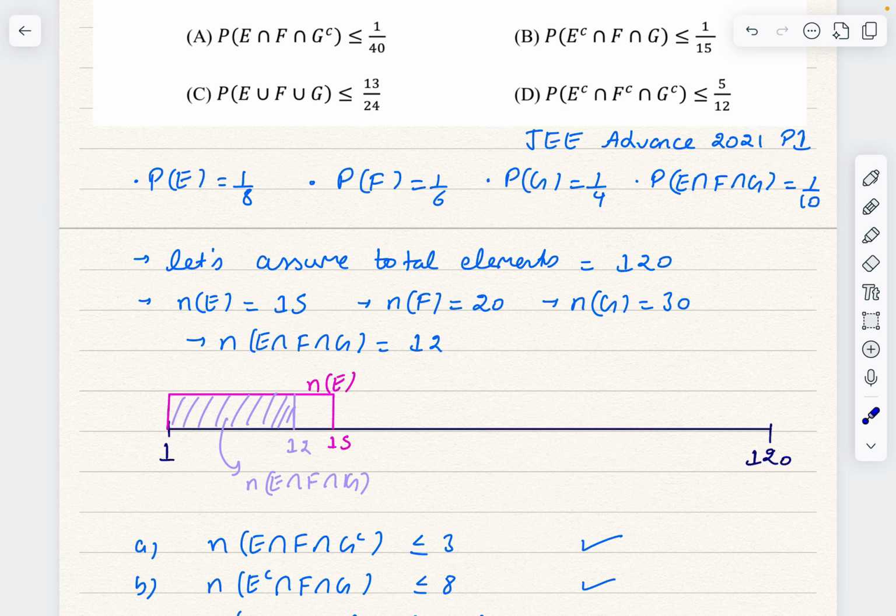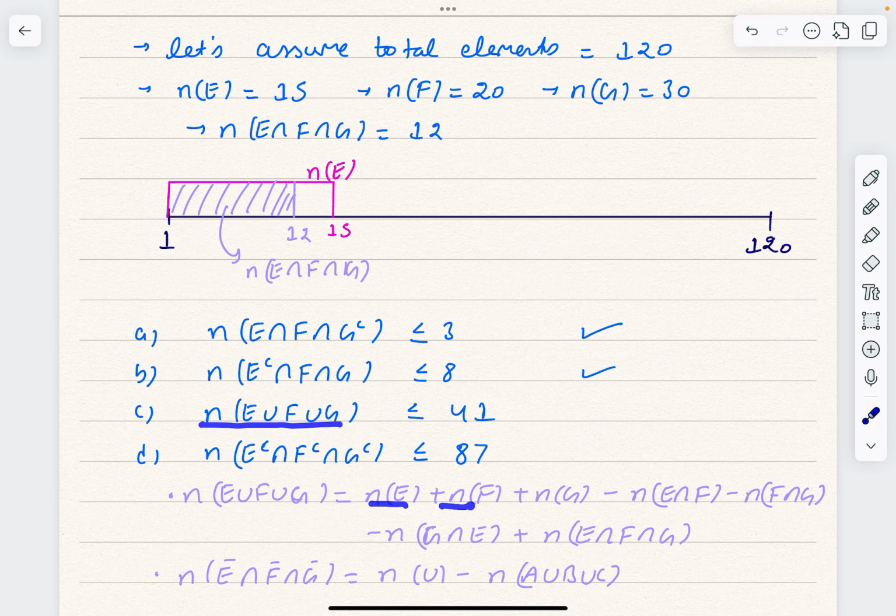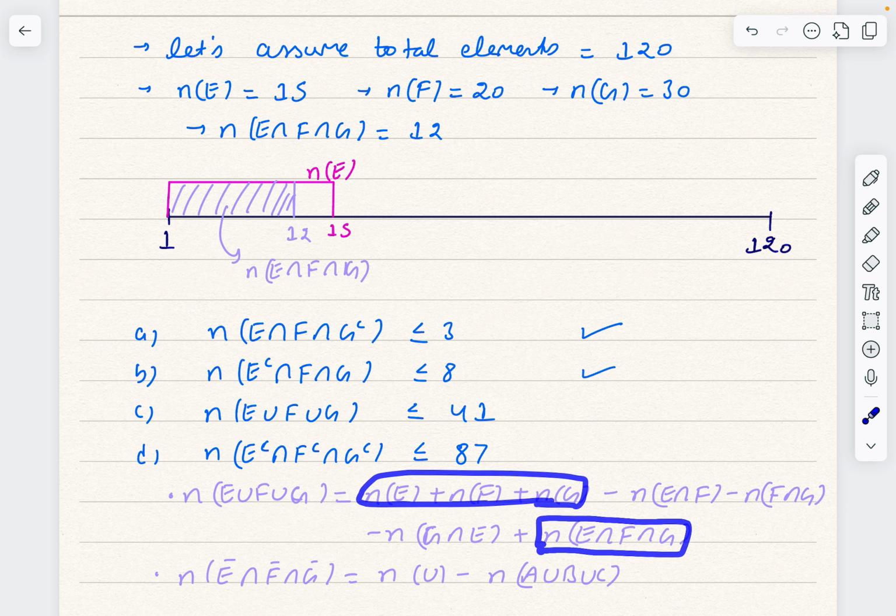Next, I think maximum probability of E union F union G. Now, to find the maximum number of elements in E union F union G, you can see this formula: n of E plus n of F plus n of G minus n of E intersection F minus n of F intersection G minus n of G intersection E plus n of E intersection F intersection G. You will see that n of E, n of F, n of G are already fixed. This thing is already fixed. If you see n of E intersection F, see in E and F, these 12 elements are already in common.